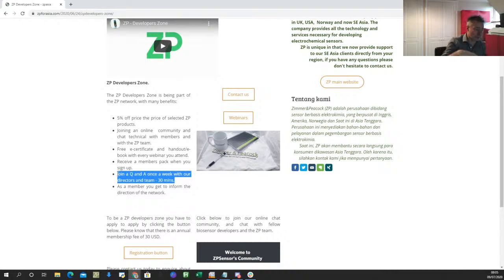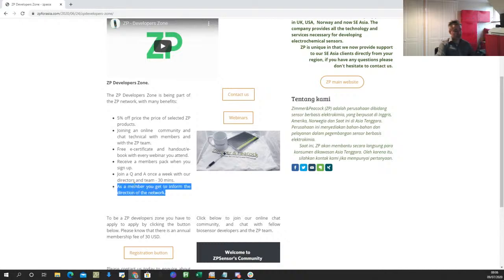And as we go along, we'll build it and we'll mature it to make it better. And as a member, you get to inform the direction of this network. So this network is really ZP's way of saying to you guys, okay, look, we're all very interested in sensors, and therefore we should all come together and interact and make the best sensors we possibly can.